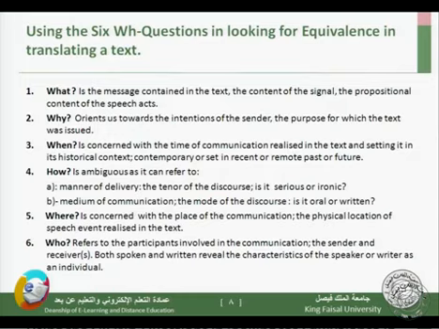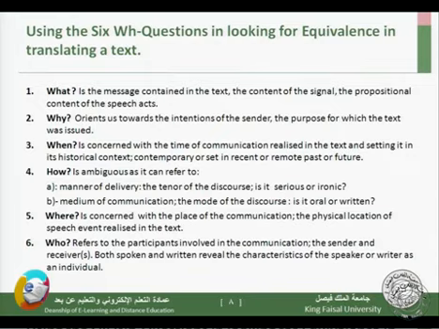The second, it could refer to the medium of communication. Now, the mode of discourse. There is a big difference between a written discourse and an oral discourse. And this is very important if you want to find out about the equivalence of this particular discourse. So how is concerned with the manner of delivery or the medium of communication.